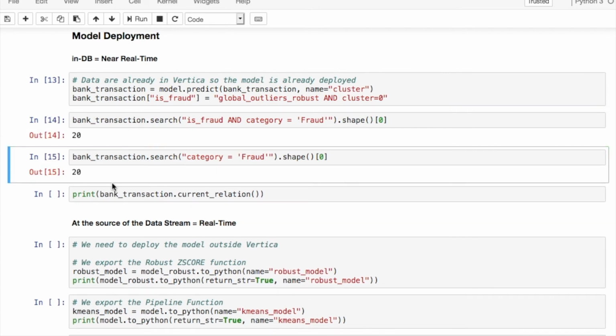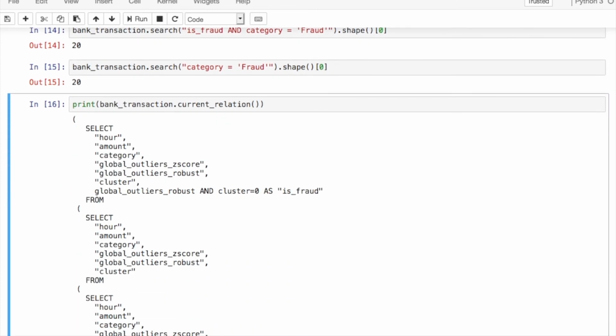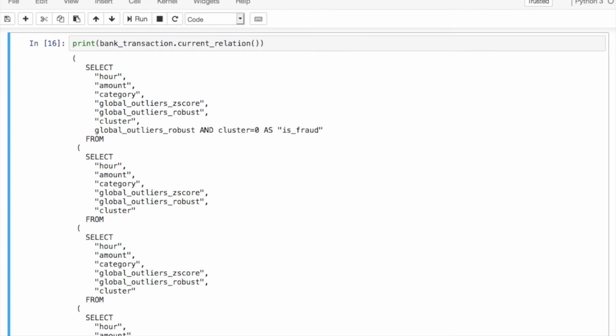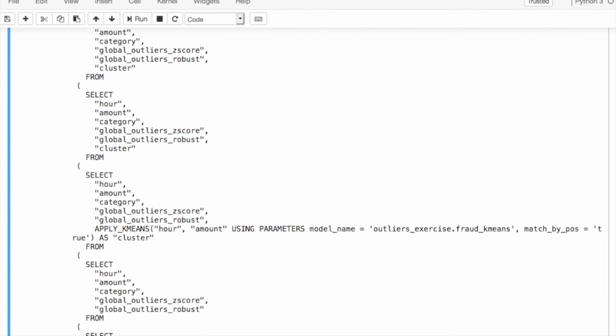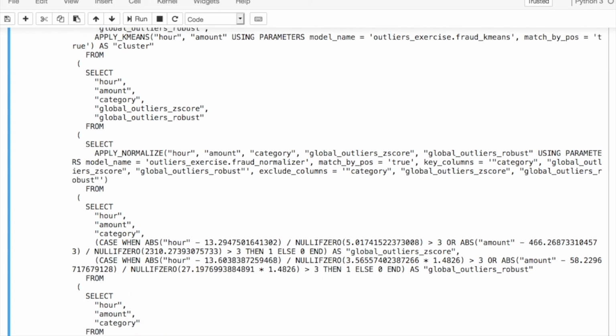All our work is happening inside the database. That's one of the big assets of VerticaPy. Everything is pushed to Vertica, so there is no unneeded data movement across the different systems. With VerticaPy, the code can easily be used to do near real-time computations.